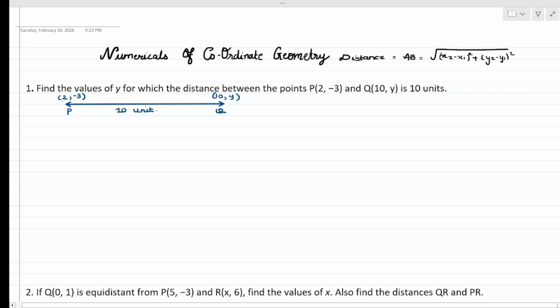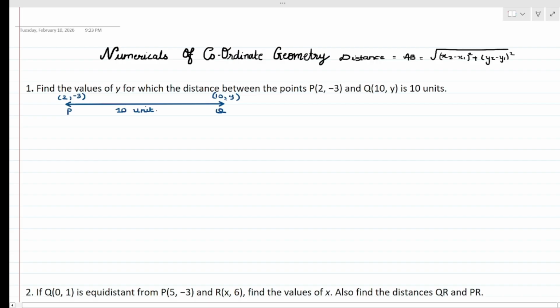Without any further ado, let's start with the first problem sum, which says find the value of y. We need to find the value of this y number. What is this y ordinate? Okay. We already learned that the front number, the number on the x-axis, is called the abscissa and the y number is called the ordinate, and together we call it the coordinate.